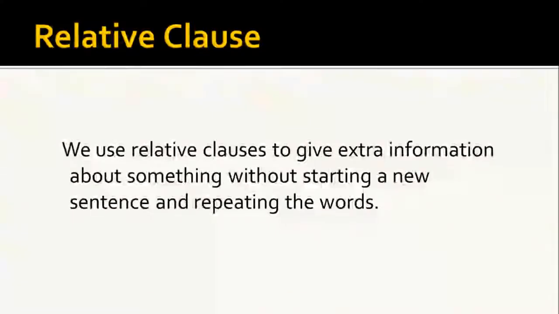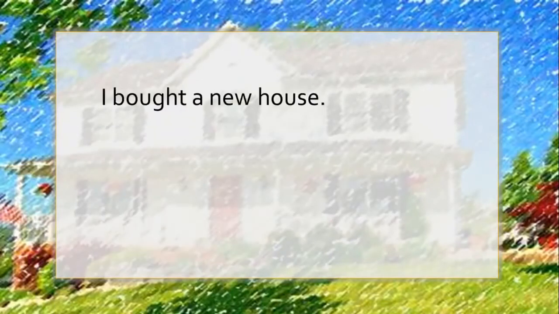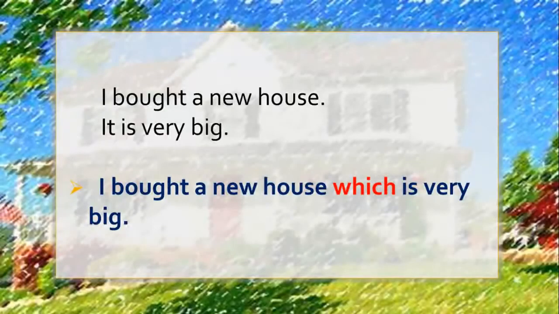We use relative clauses to give extra information about something without starting a new sentence and repeating the words. Have a look at this beautiful house. It is very beautiful, isn't it? We have two sentences to talk about this house. I bought a new house. It is very big. We can combine these two sentences using a relative clause. I bought a new house which is very big.